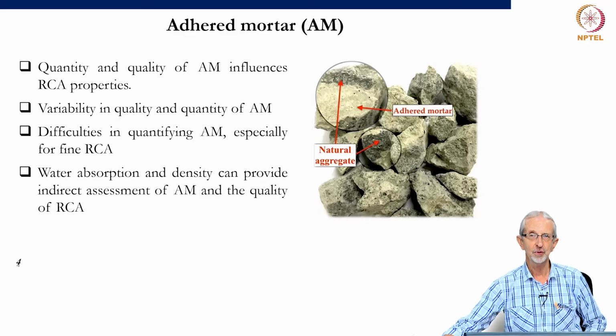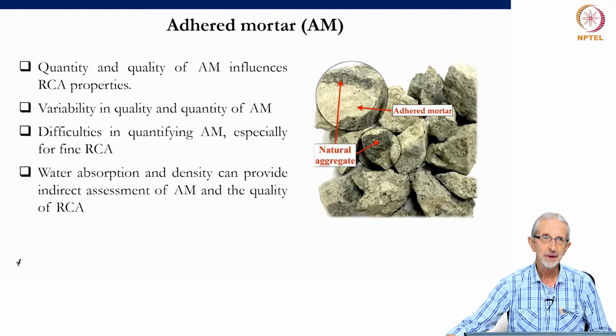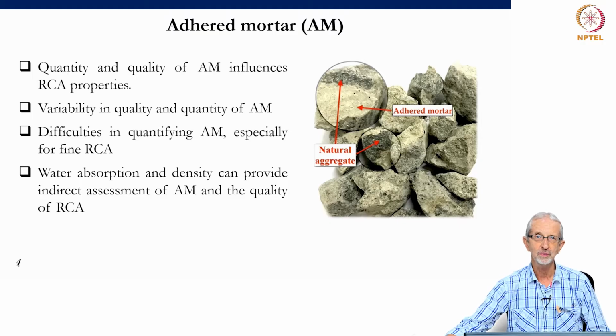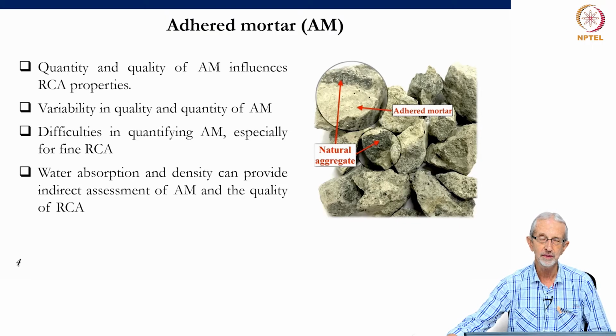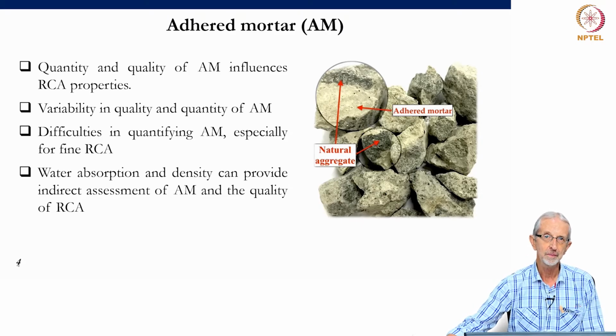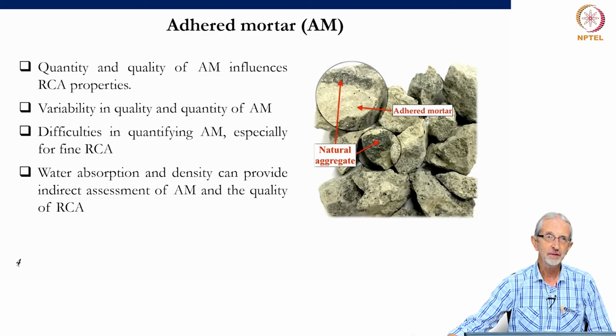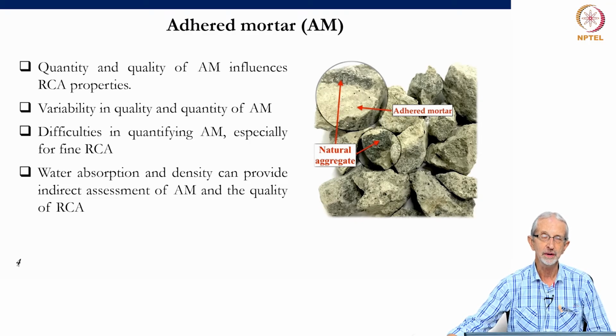So let's talk about the adhered mortar. And there are some pictures of this adhered mortar, which show it quite clearly. It's obviously the quantity and quality of this material that influence the RCA properties. It comes in different quantities depending on how we crush and how we process, and it could come from poor quality or high quality concrete, therefore its quality differs. And it is this variability in quality and quantity that really distinguishes the AM in terms of its performance.